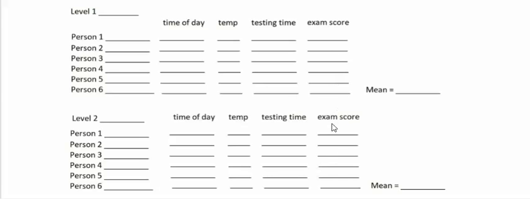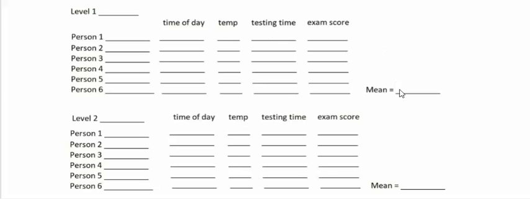When you make them up, they can be whatever you want, but do your best to take into account your independent variable and your extraneous variables. So for person one, think how well would this person probably do if they were in this condition and they were also tested at this time of day, at this temperature, and with this testing time, and then make up whatever you want.